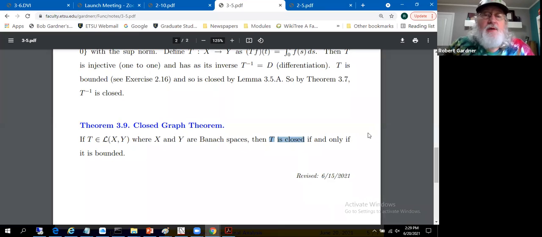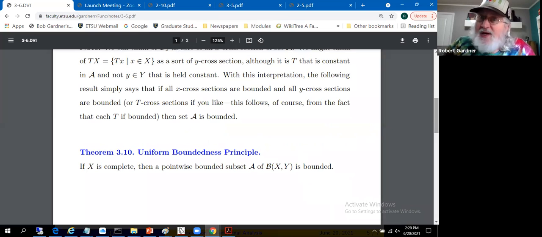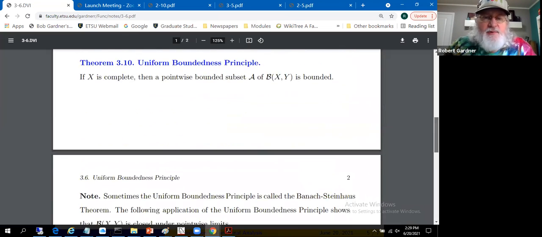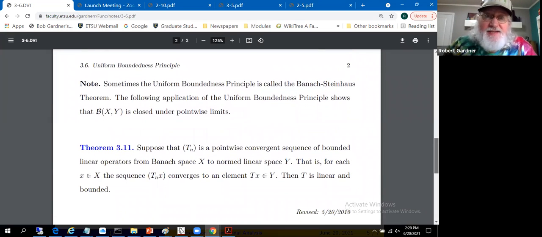Okay, there's only two results in this section. That one, the proof wasn't long, but I would certainly argue that it wasn't easy either. The final result here, given the uniform boundedness principle, is not so bad. Sometimes the uniform boundedness principle is called the Banach-Steinhaus theorem, though I'm not an expert in this stuff, but I'm more familiar with the uniform boundedness principle terminology.